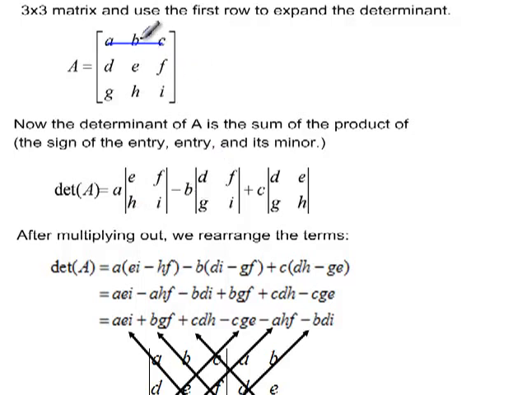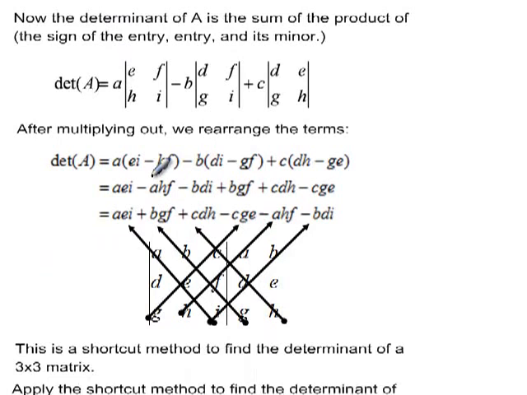B times the submatrix for B: cross out the middle column. So it'll be D, F, G, I for the B. Cross out the third column: D, E, G, H. So the determinant will be A times the corresponding submatrix minus B times the corresponding submatrix plus C times the corresponding determinant. I mean, the determinant of the submatrix.